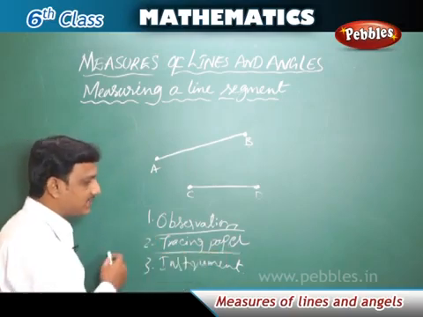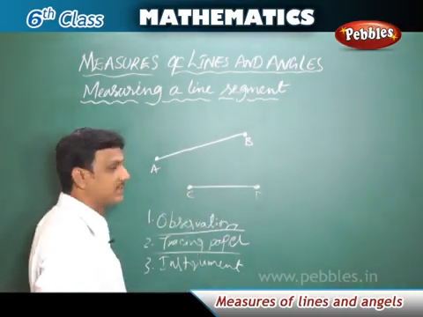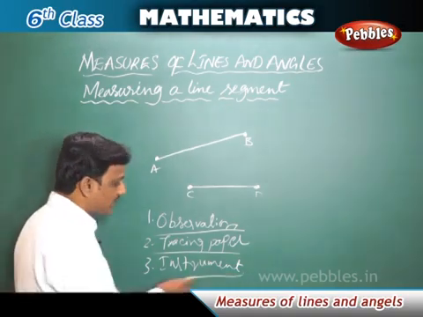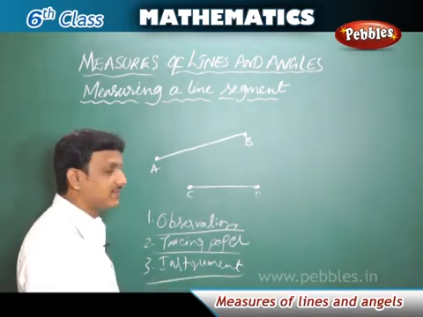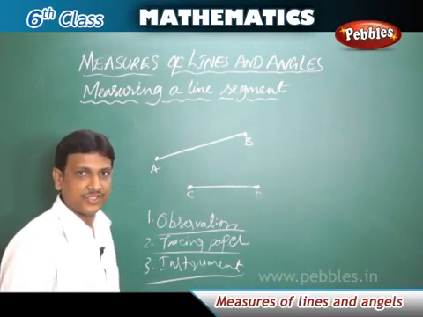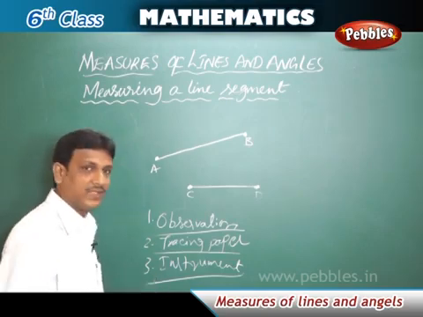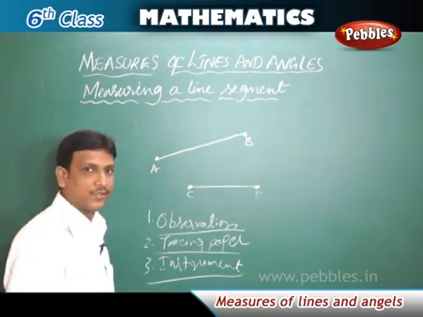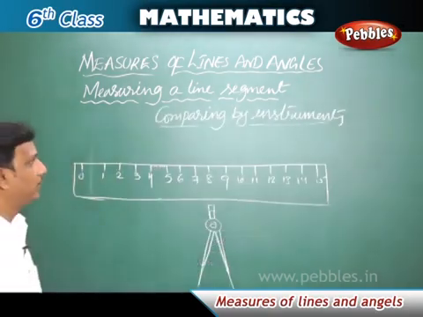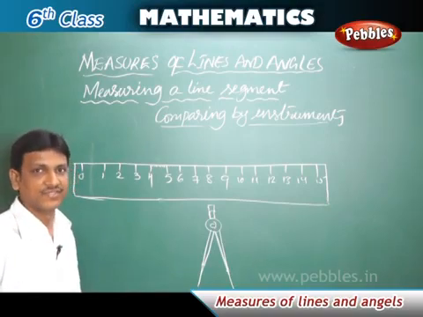And second one is using a tracing paper. We can use a tracing paper to trace these line segments to find out which is bigger or smaller. And the third method is using an instrument. Geometrical instruments like a scale or a divider can be used to measure the length of a line segment. By measuring the exact length of the line segment, we will get an accurate answer. Now let us see how to do that. To compare 2 line segments accurately, we need the help of some instruments.